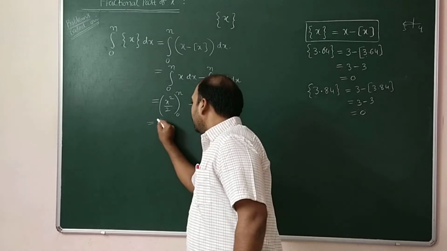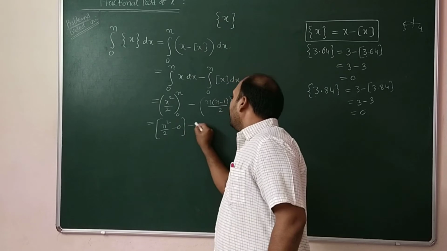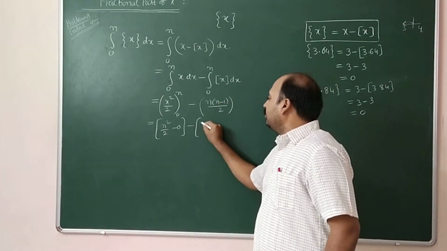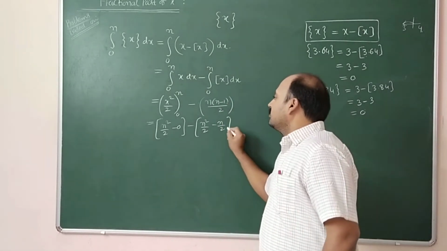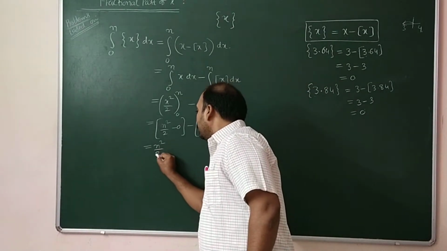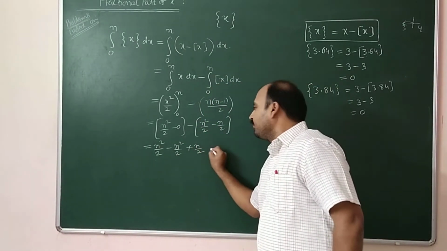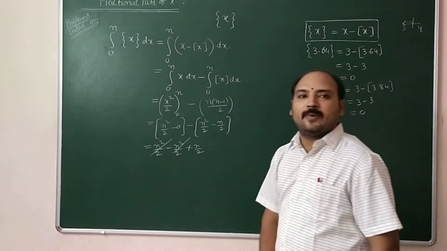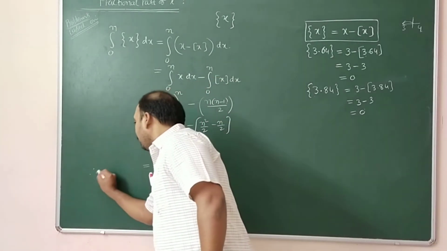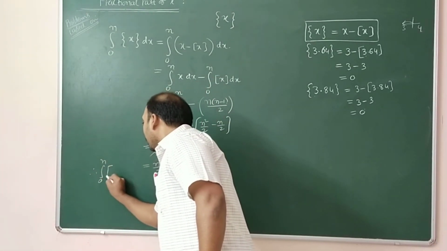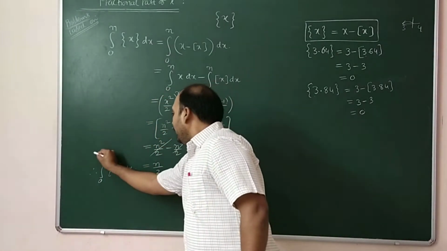So it is equal to, first in place of x substitute the upper limit, n square by 2 minus 0, minus n into (n minus 1) by 2, which is n square by 2 minus n square by 2, minus into minus is plus n by 2. So minus n square by 2 plus n square by 2 get cancelled, which is equal to n by 2. Therefore, integral 0 to n of the fractional part of x is equal to n by 2.